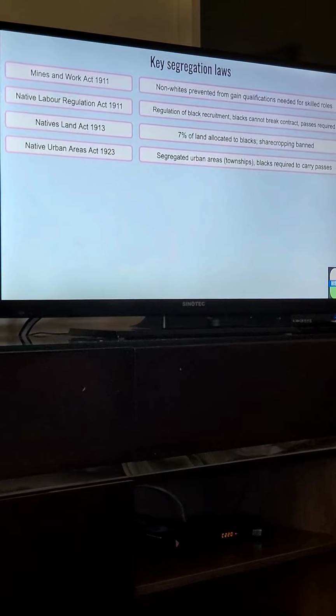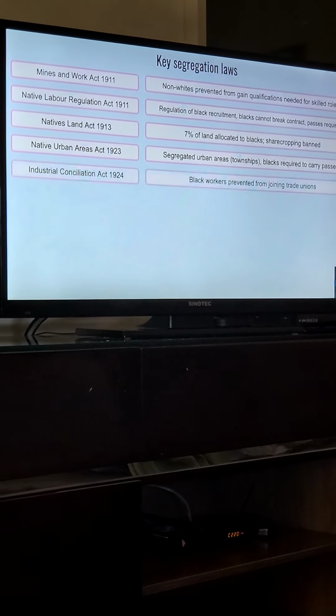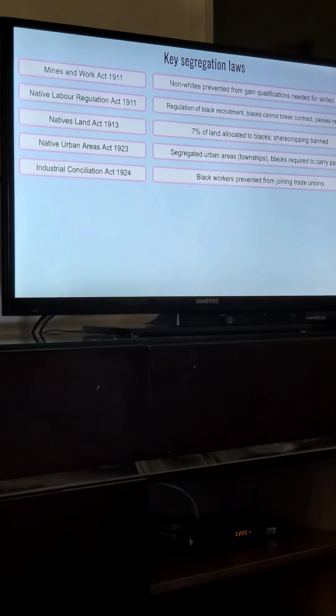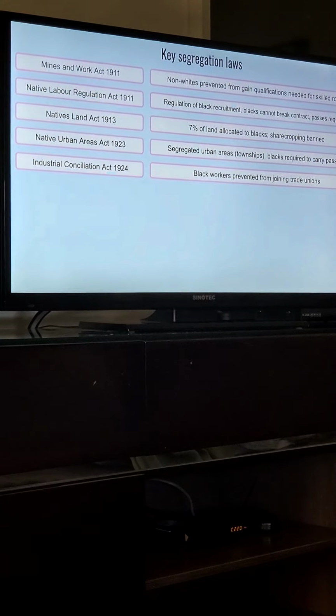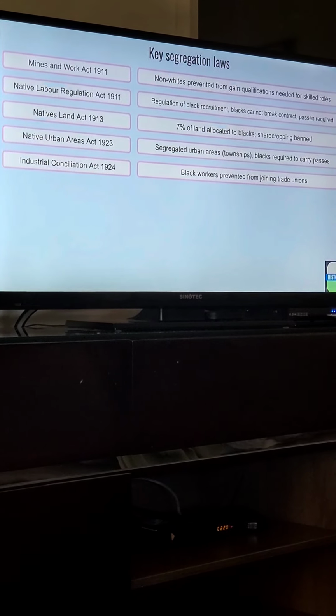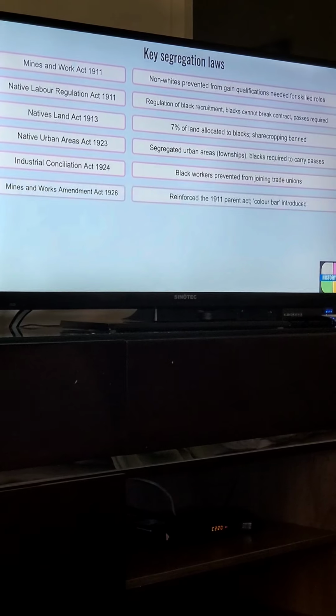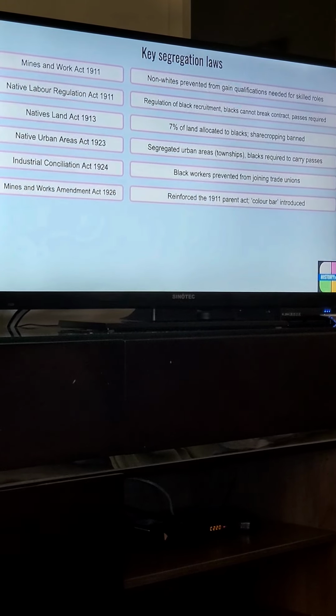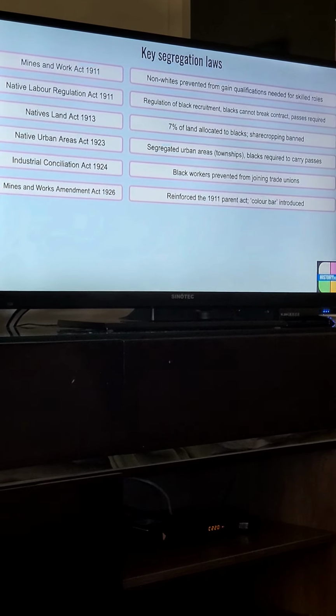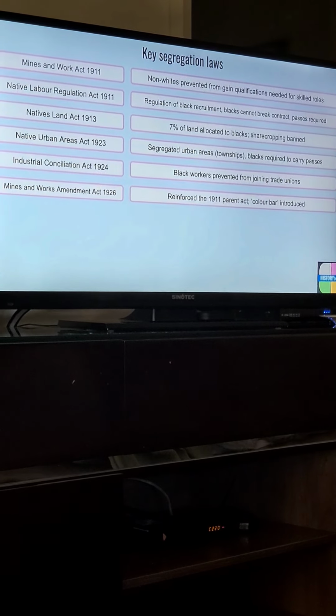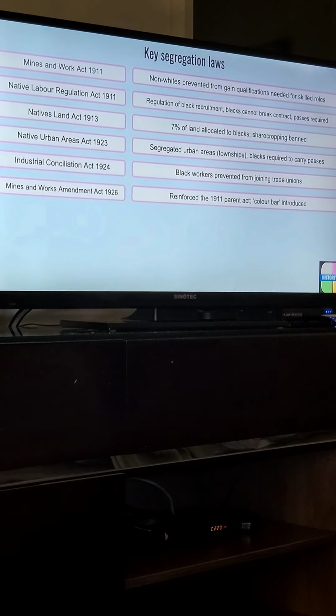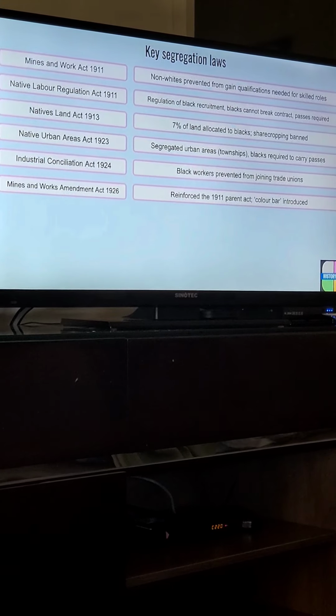place of work. The Industrial Conciliation Act built on the Native Labour Regulation Act by implementing various obstacles that prevented blacks from striking. While the Mines and Works Amendment Act strengthened the original 1911 Act, meaning there was a clear colour bar, with whites at the top, coloured and Indians below, and blacks at the bottom.